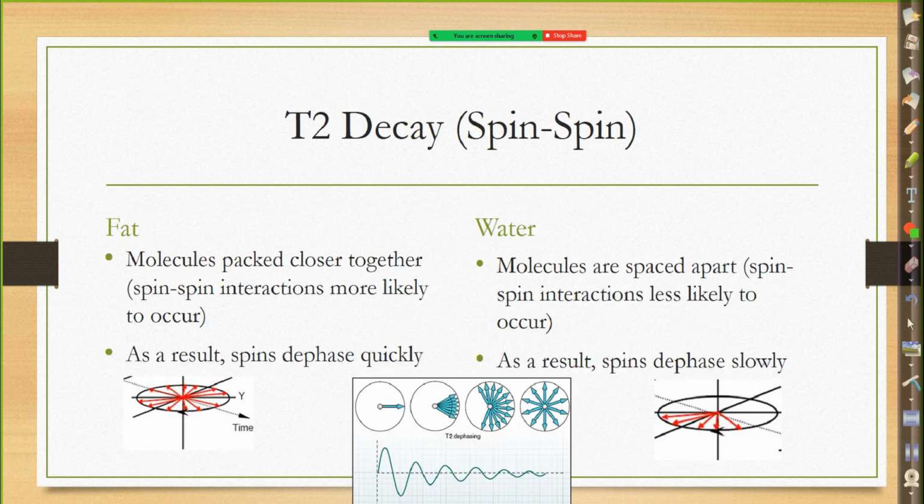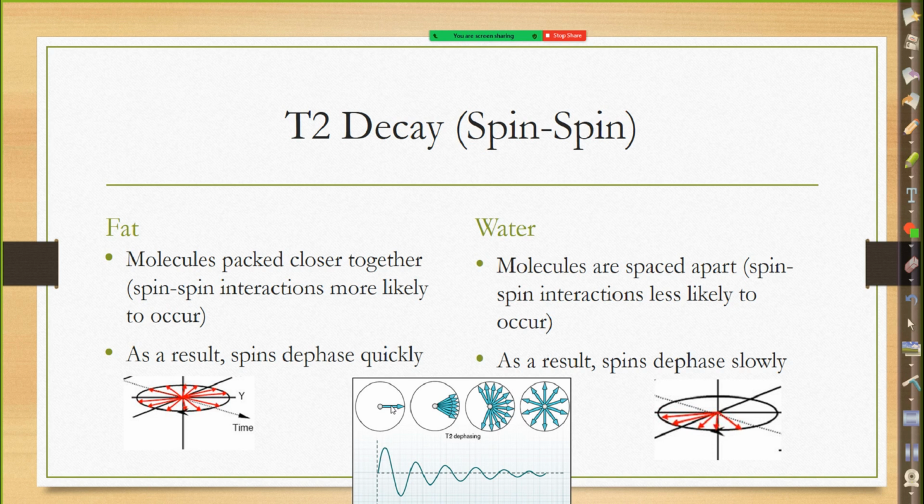T2 decay depends on spin-spin interactions. With fat, we have molecules that are packed closer together. So remember, if you have neighboring spins that are closer together, those are two little magnetic moments, and they're going to interact with each other and cause each other to dephase a lot faster. Remember, dephase, that's incoherent. They're out of line in that precessional path. So they're going to dephase a lot quicker.